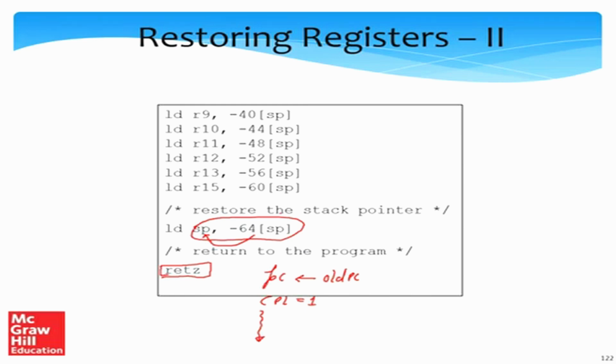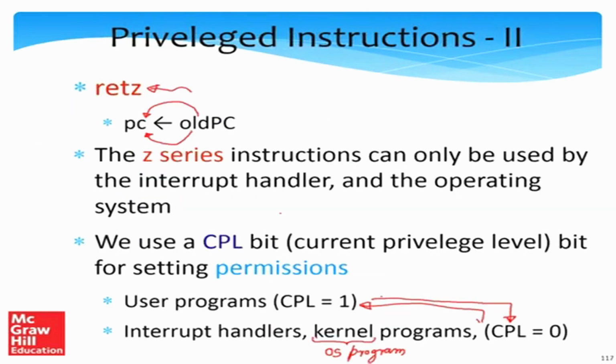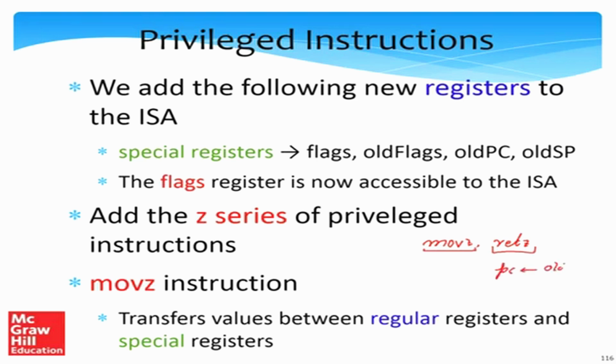So to summarize, how did we do it? Well, the way we did it is by actually introducing some special instructions and registers. In specific, the instructions that we introduced are MoveZ and retz. So MoveZ essentially transfers data between normal and special registers. And retz essentially returns from an interrupt handler. So the contents of old PC are transferred to the program counter PC, and we start running the user program, and the user program runs with a privilege level of 1. CPL is equal to 1.